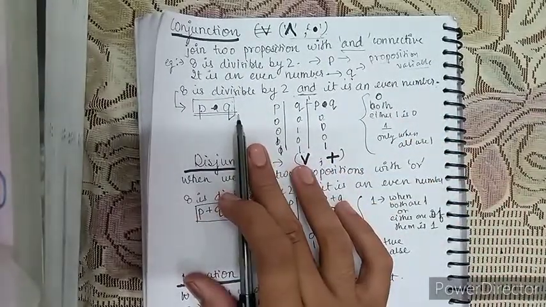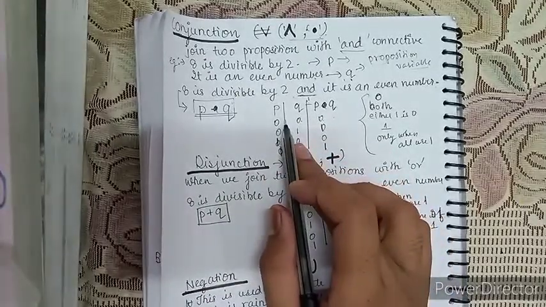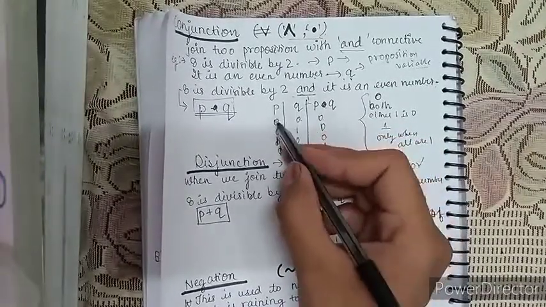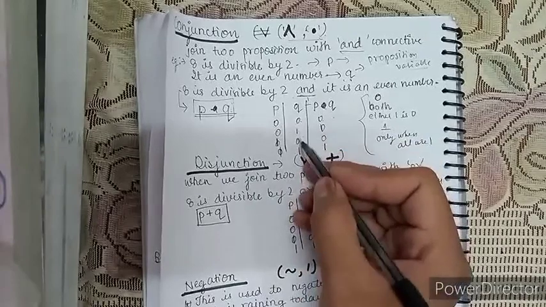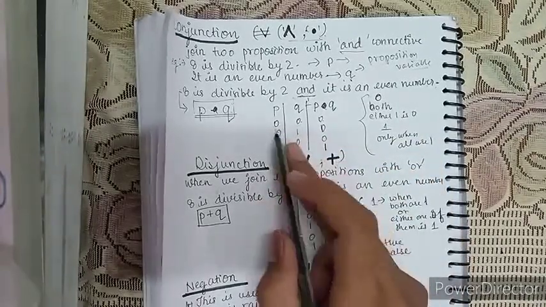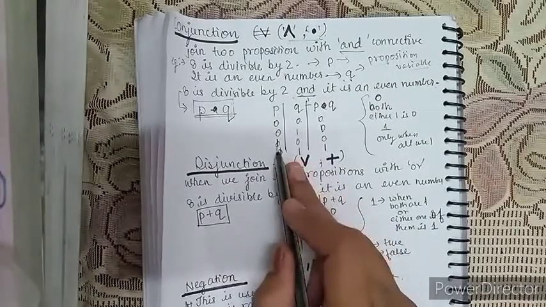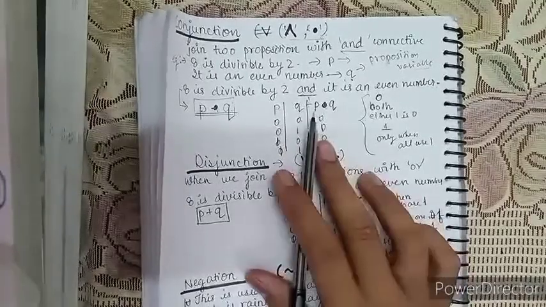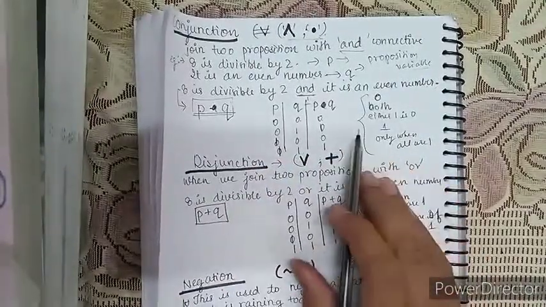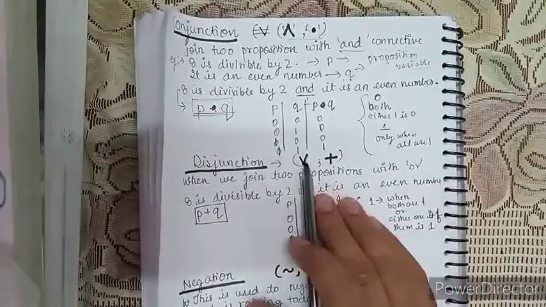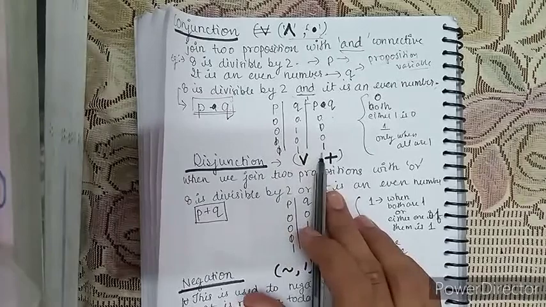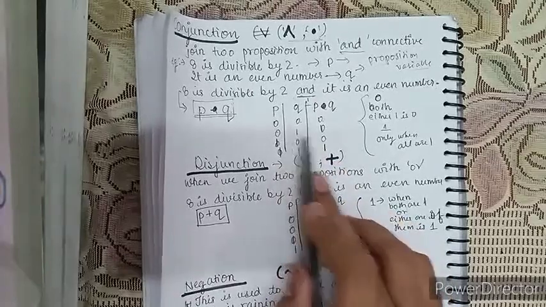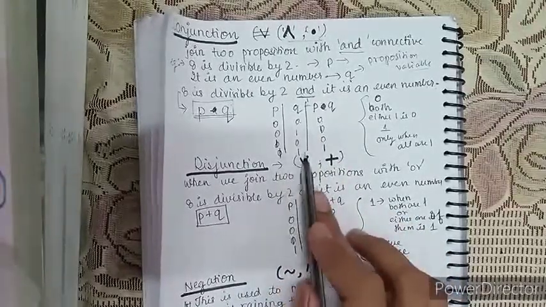Now how can we make the truth table? For two variables, first P: 0 0 1 1, and Q: 0 1 0 1. So it generally follows binary: 0 0 is 0, 0 1 is 1, 1 0 is 2, and 1 1 is 3. So for the AND operator, it gives 1 only when all are 1. If all are 1, then it will give 1. For example, here 0 0 gives 0, 0 1 gives 0, 1 0 gives 0. Here both are 1, so 1.